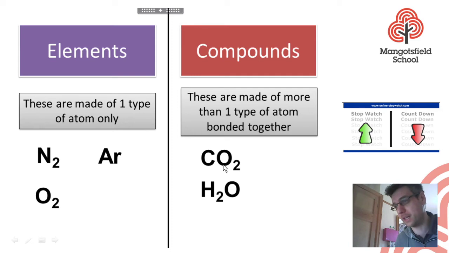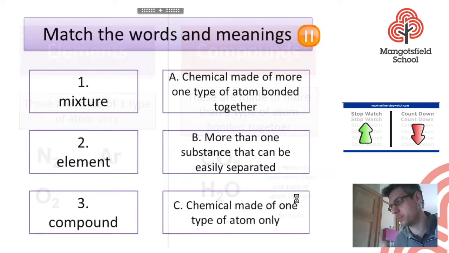Please remember that elements or types of atoms start with a capital letter. So if you see a capital C and capital O, that's two types, carbon and oxygen. If you saw capital C and a little o, that would actually be cobalt, which is one type of atom. So if it's a capital letter, that is the start of a new type of atom. Right, so compounds, more than one type of atom bonded together. Air is a mixture of elements and compounds.